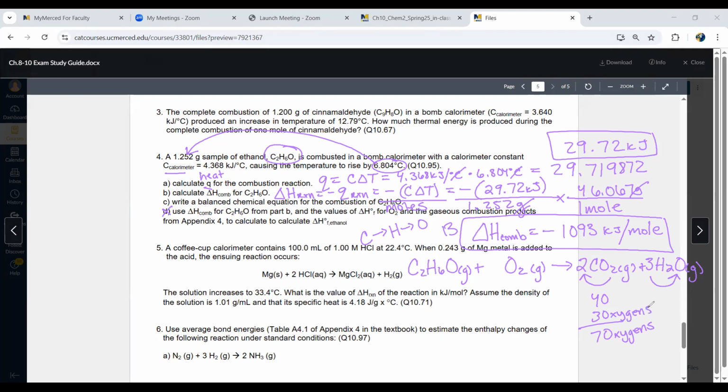So I need 7 oxygens on the left, and I have 1. So I need this to equal 6 oxygens, so that's a 3. Done. That's how you create and balance a combustion reaction.